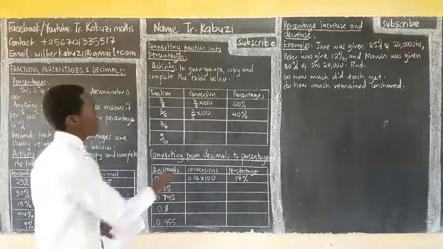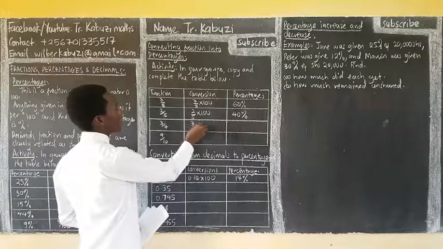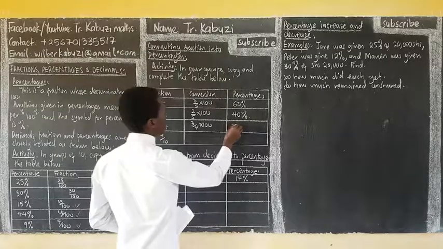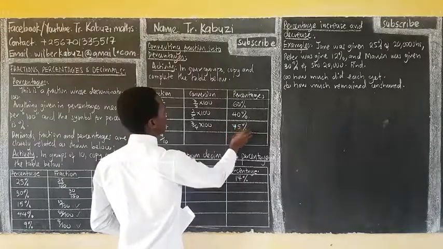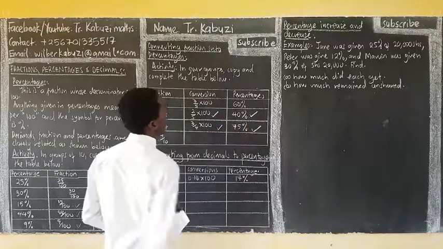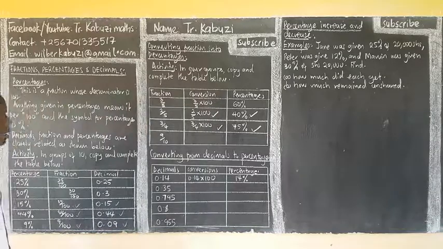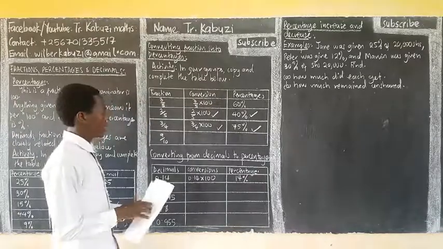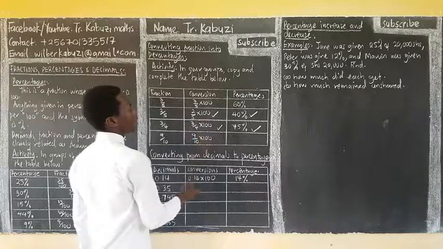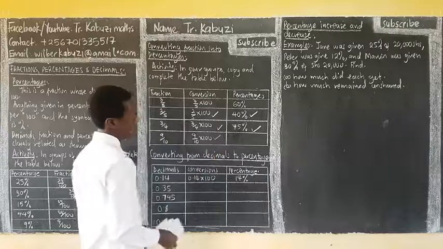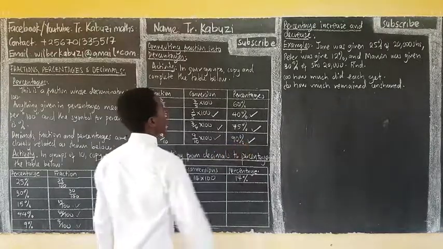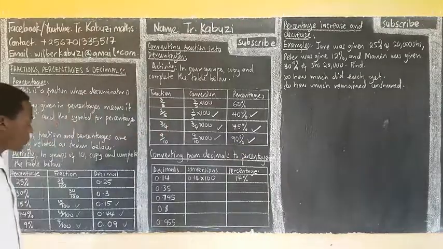Then next they have 3 over 4 times 100. And here they are having this as 75%. So give them a tick there, also there, and there. Then here they are having 9 over 10 times 100, which is very okay. Then the answer they are getting is 90%, which is also very okay.